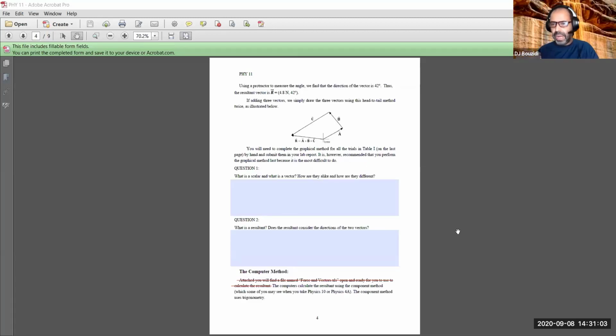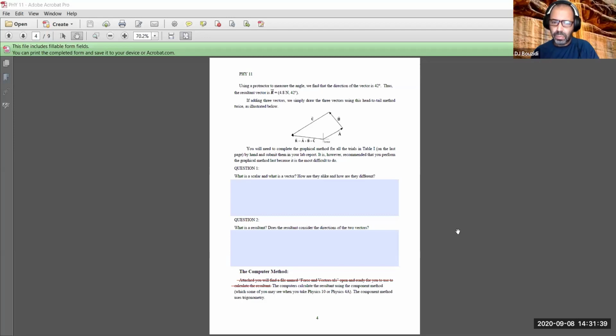Now, from now on, Alicia and everybody else, please ask those questions. I don't want these questions to stay outside of the lab sessions. In other words, we answer them and we're done with them. So in this question: what is a scalar and what is a vector? How are they alike and how are they different? A scalar is a number, basically, like temperature. A vector is a quantity that has direction and magnitude. Velocity is a vector, force is a vector, and so on and so forth. A resultant is the vector sum of two or more vectors.